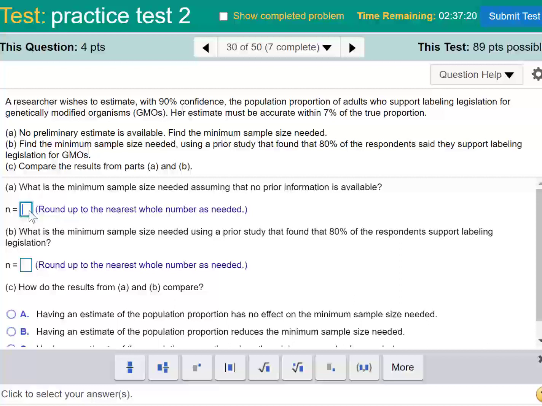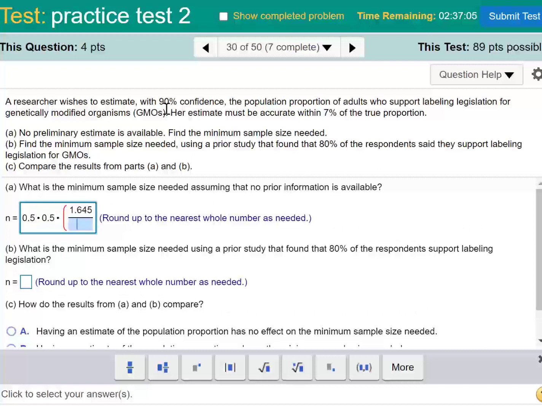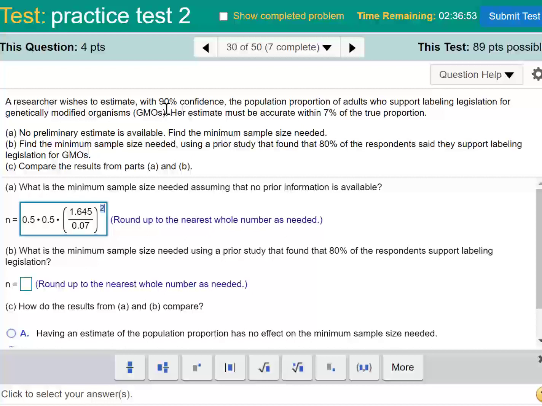So here's the formula. If no preliminary estimate is available, you use p hat 0.5 times q hat 0.5 times, you open a parenthesis, you put the critical value of 90%, which is 1.645, and divide it by the margin of error 0.07, and then you square the whole thing. That's the formula that you need to use. And you round up your answer.